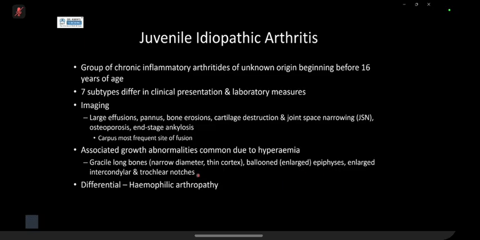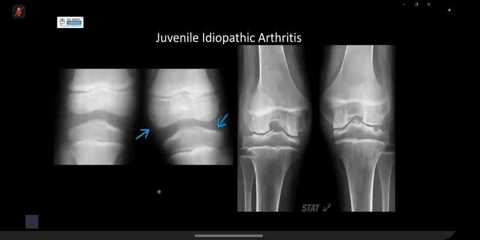Ballooning or enlargement of the epiphysis and your intercondylar notches. And if you think of enlarged intercondylar notches, the thing you think of is hemophilic arthropathy. Again, same process. You keep bleeding into the joint, you get constant inflammation causing hyperemia, hyperemia causing your bone changes. Same thing. Okay, but easy to think of whether there's a family history of hemophilia, a simple test to just make sure, to screen. So just some things to show you the difference.